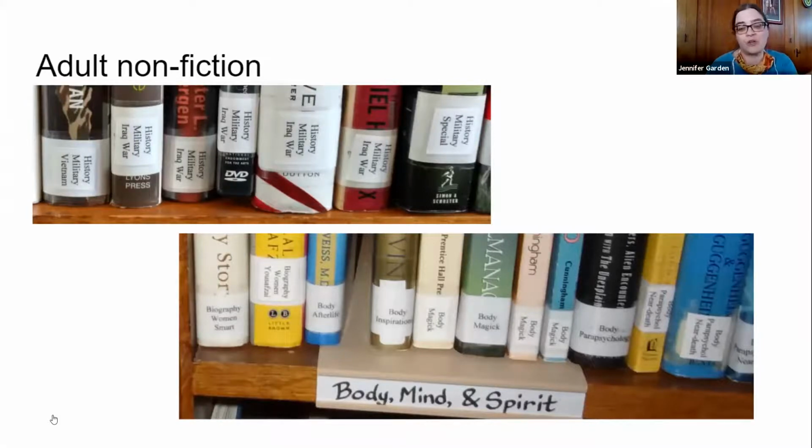You can also see the lack of space in the bottom picture. The category is called Body, Mind, and Spirit. And on the spine label, it just says body. In the card catalog, on the online catalog, it says Body, Mind, and Spirit. But on the spine label, there's just not enough space.